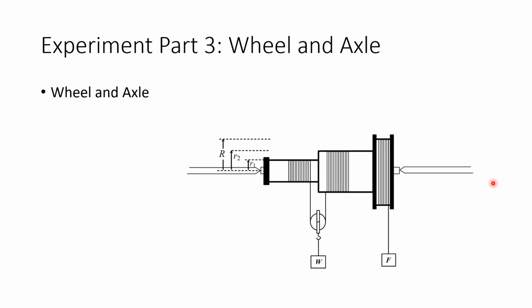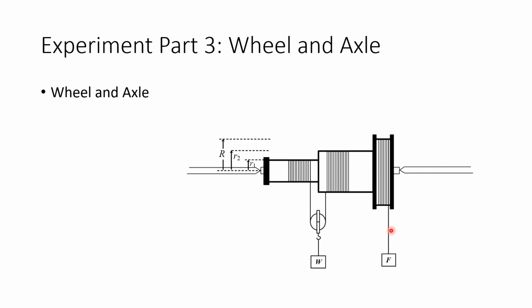Part three is going to be wheel and axle. So wheel and axle is basically you have a much bigger wheel up here, and you have the axle that is all the way here. So by using this setup, you could hang a weight up here and lift it up with a force that is being pulled down here.